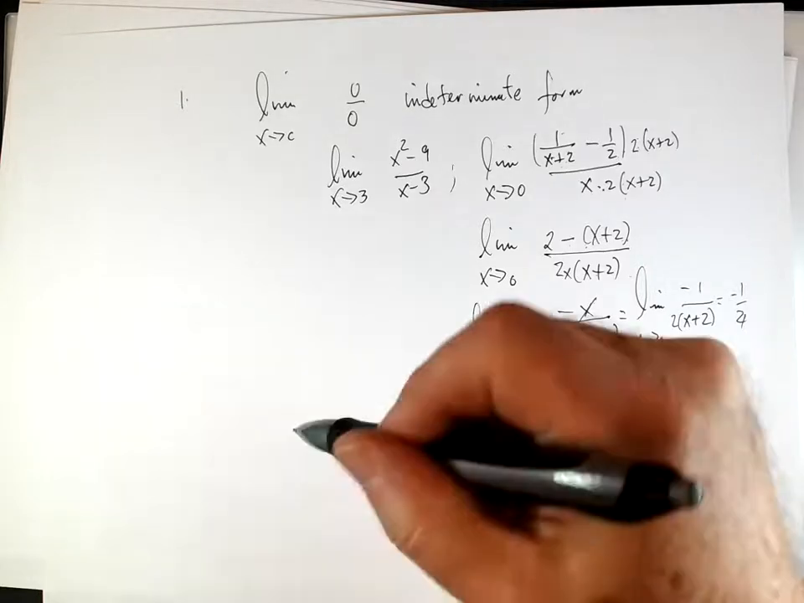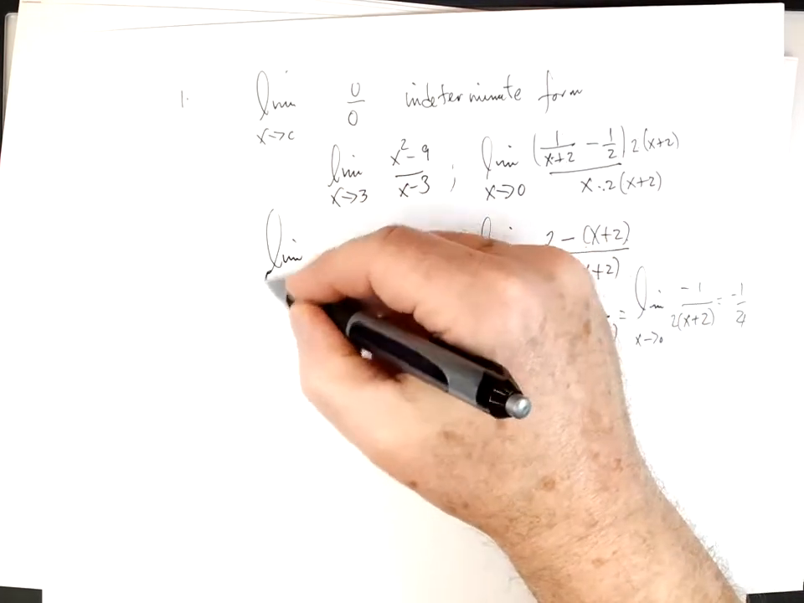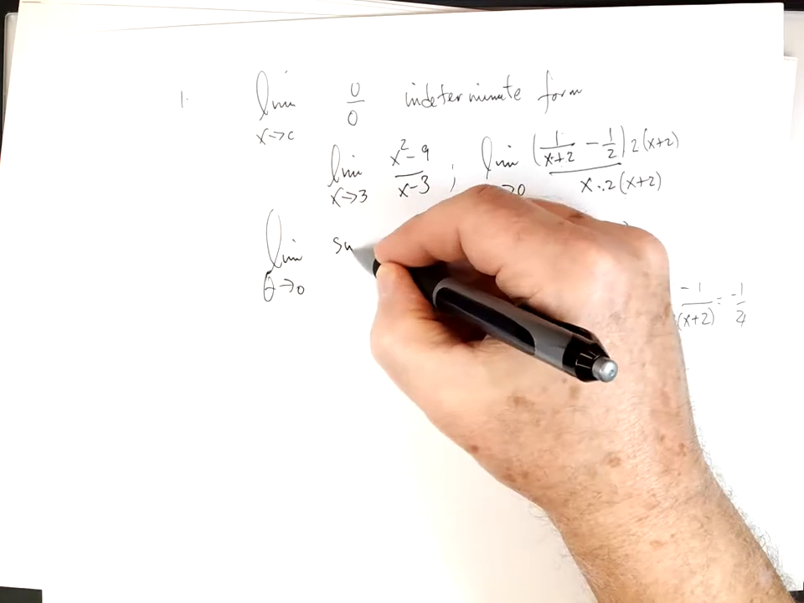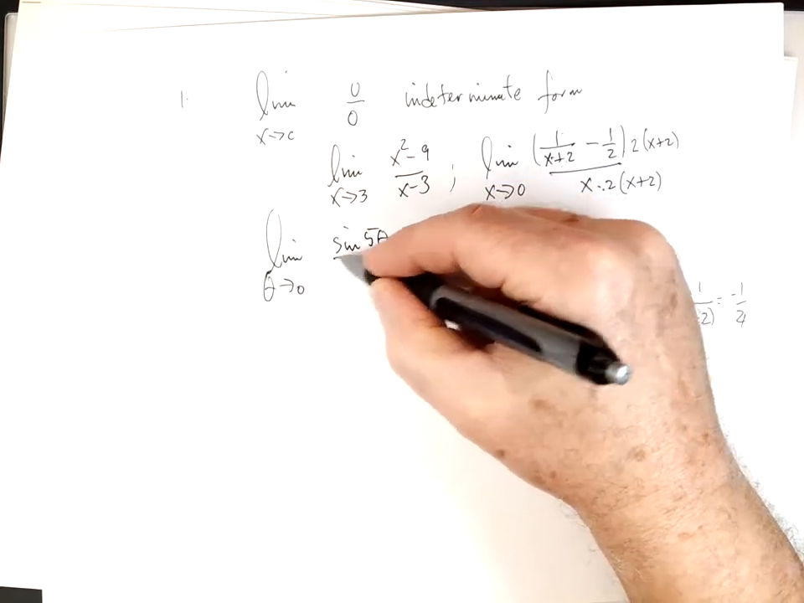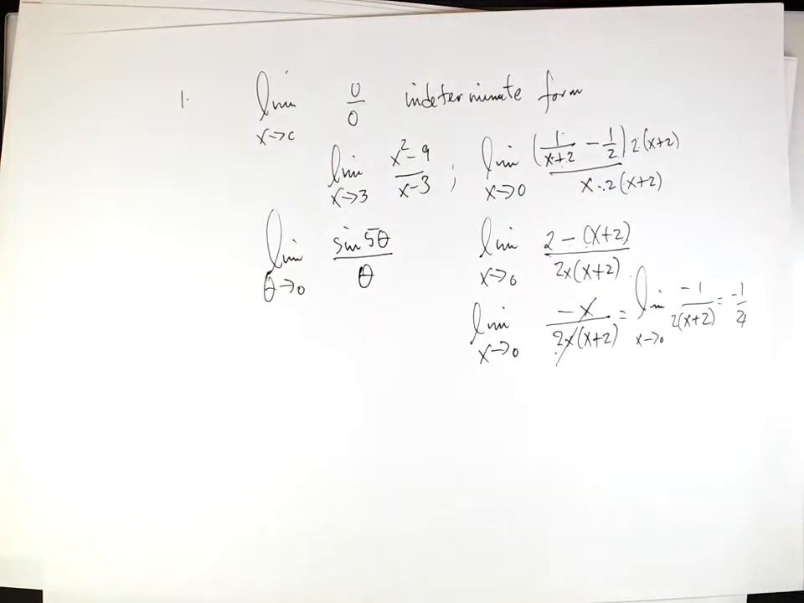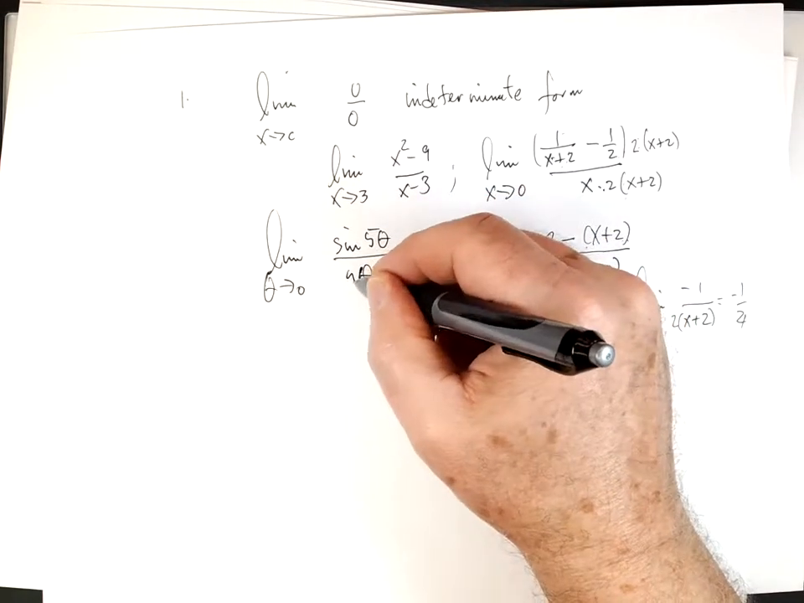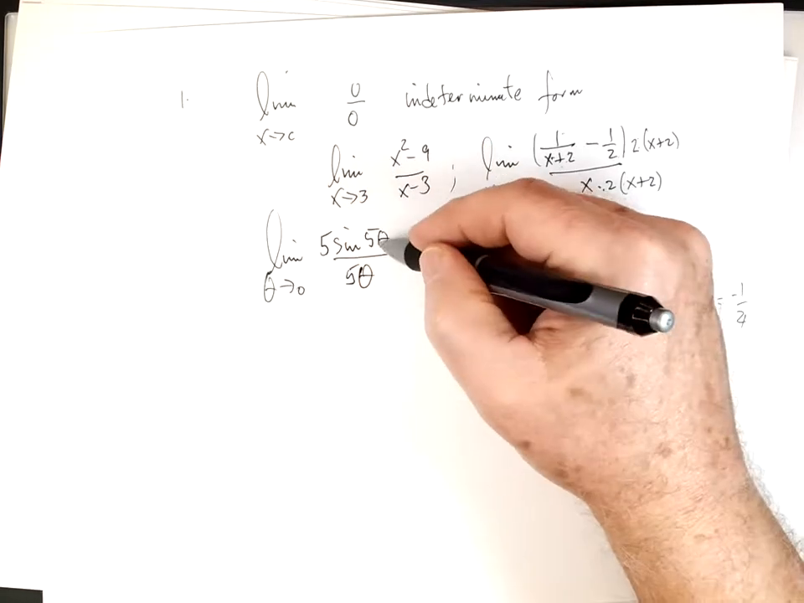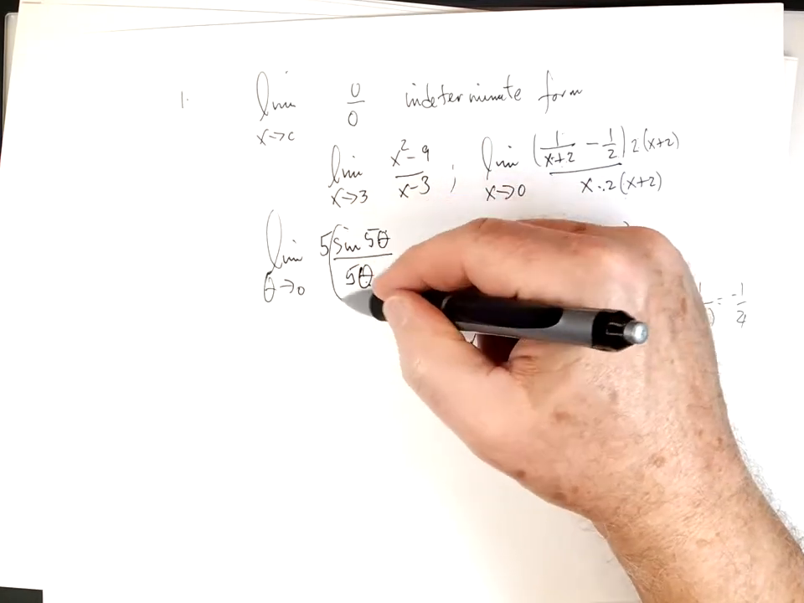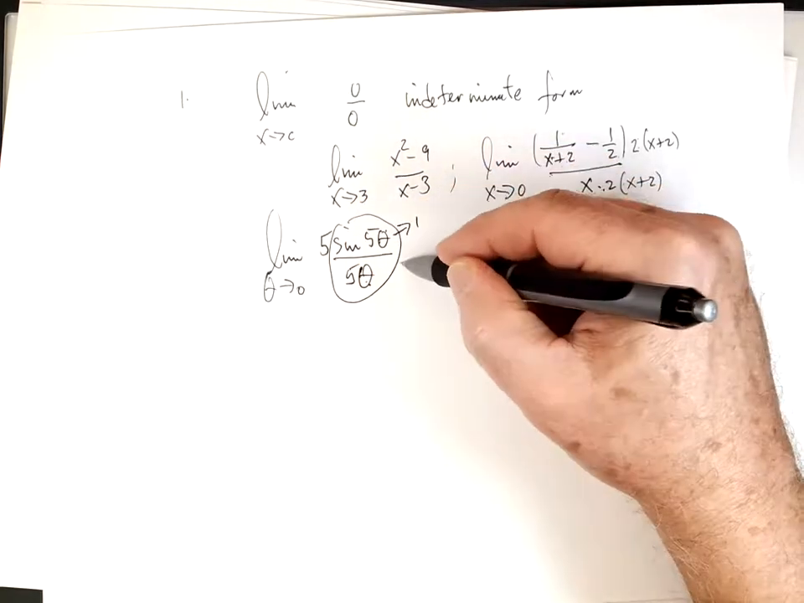But there's one other one. You get this one as well. This is another 0 over 0 indeterminate form. We proved this with the squeeze theorem. What do you have to do in this one to get rid of that 0 over 0 indeterminate form? Yes, you want to get this to agree with that. You want to multiply by 5 and by 5 so that these two agree, and that limit's equal to 1. So the answer is 5.